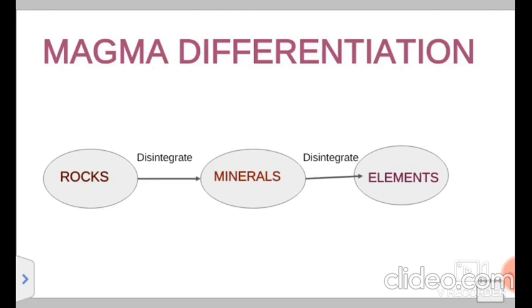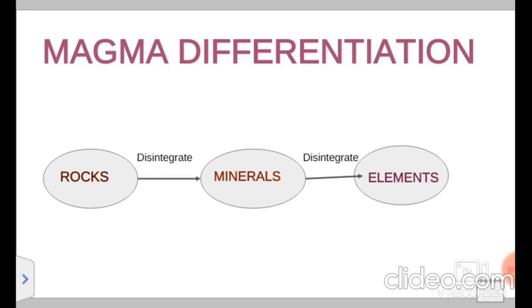Magma is a hot molten rock material which upwells from the asthenosphere, which is a part of the mantle, towards the Earth's surface. While magma is upwelling, it interacts with the solid rocks on its way. So this hot molten magma leads to the disintegration of rocks into minerals and minerals into elements. This process is called magma differentiation.